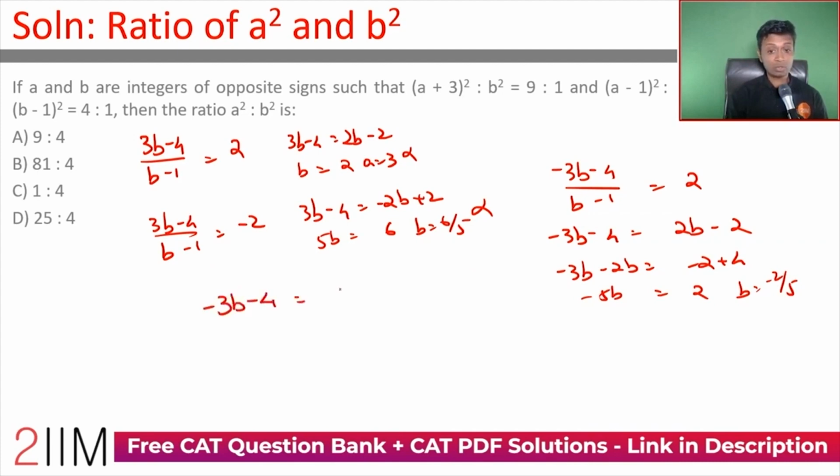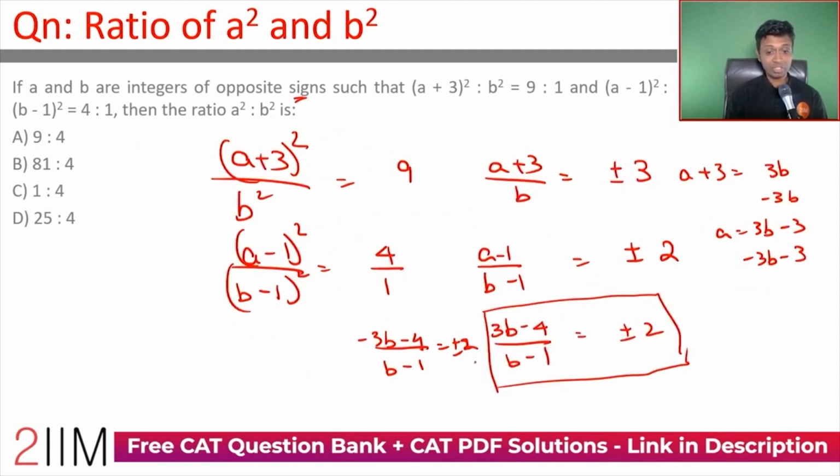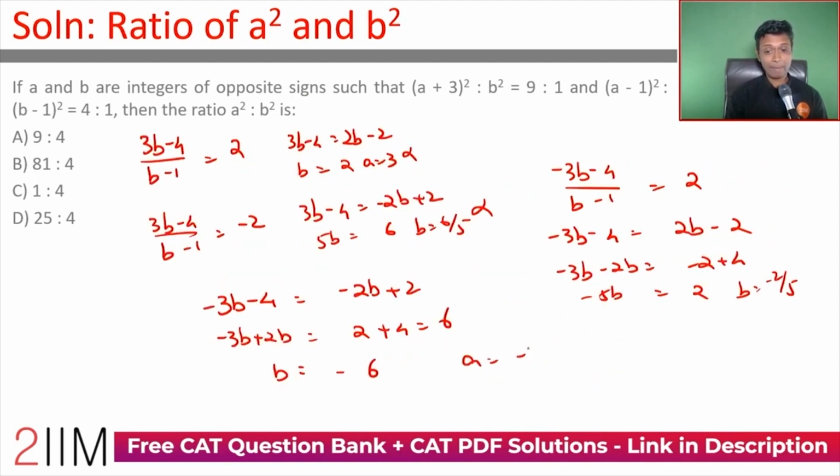The last variant, hopefully this will work. Minus 3b minus 4 is minus 2b plus 2, taking this as minus 2. Or minus 3b plus 2b is 2 plus 4, which is 6. b is minus 6. Fine. b is minus 6. In this case we have made the assumption that a is minus 3b minus 3. a should be minus 3 into minus 6 minus 3, which is 18 minus 3, 15. Fine. So a is 15, b is minus 6 works.